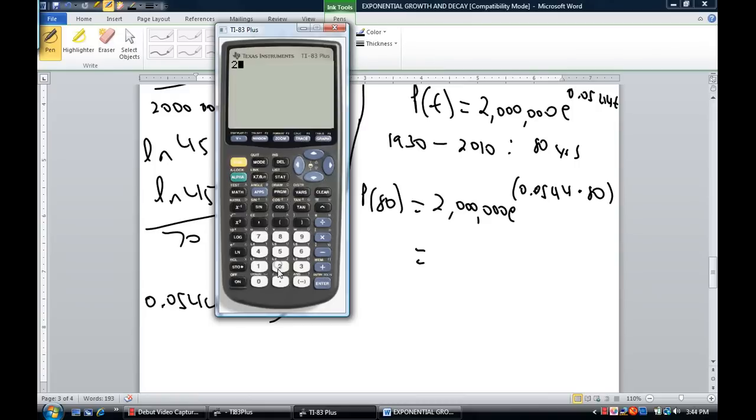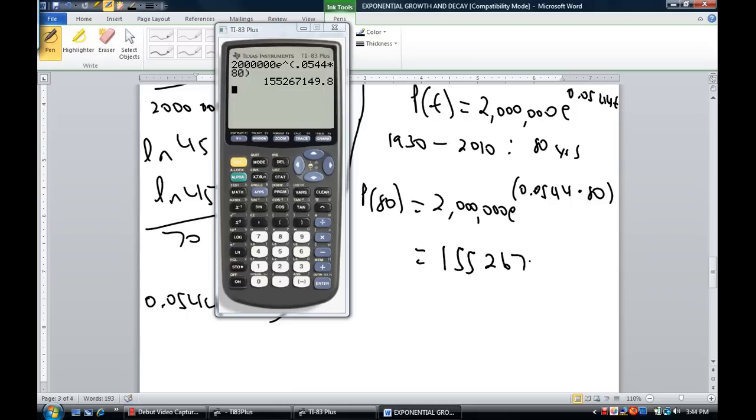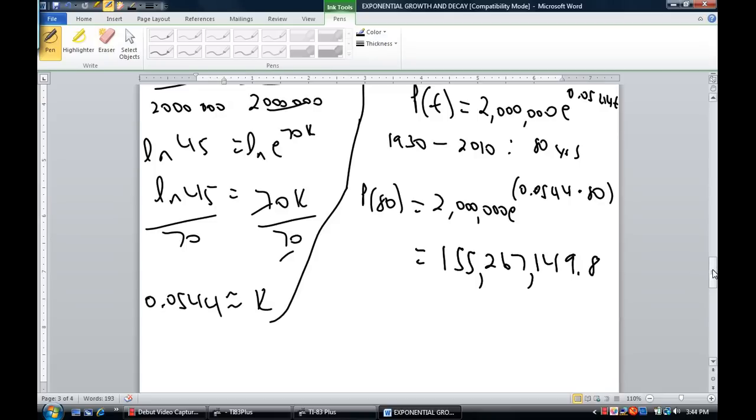I cleared it out so we can see it. 2 million, e to the 0.0544 times 80. We get this number: 155,267,149.8. If you want to round up, it's 150. Probably should round up. I'm talking about people. I don't want to see 0.8 of a person.